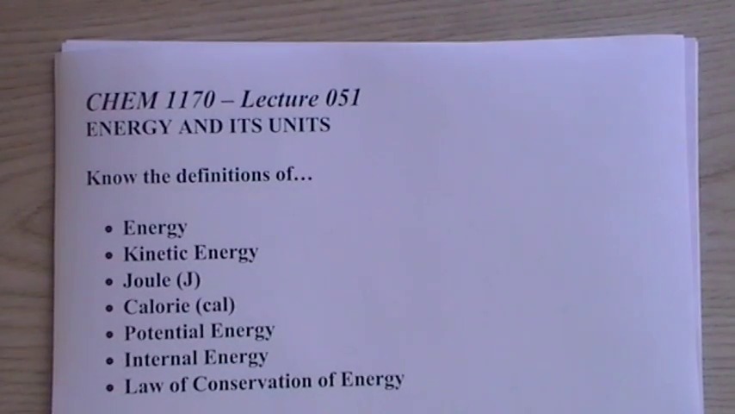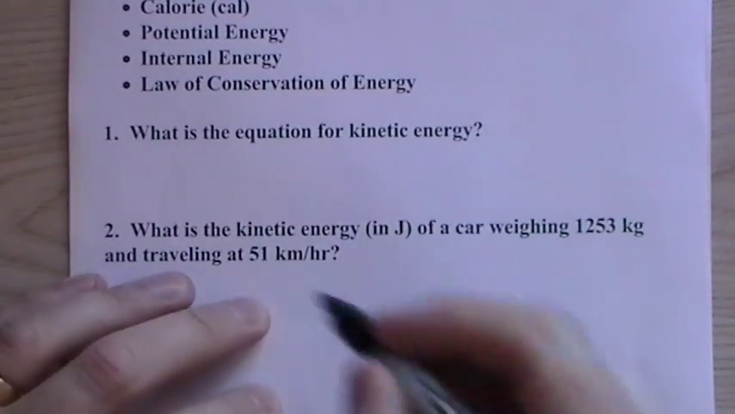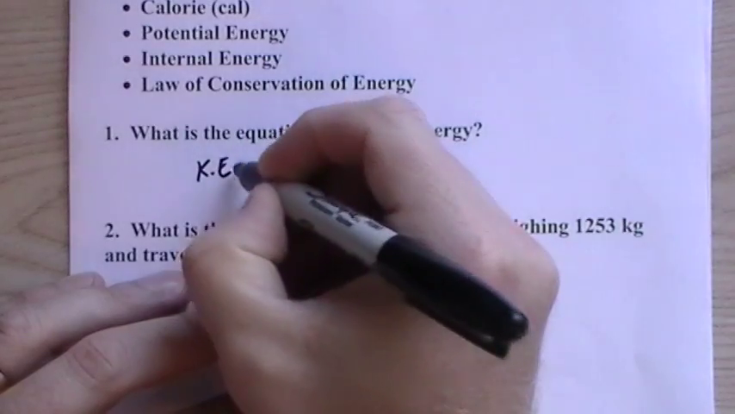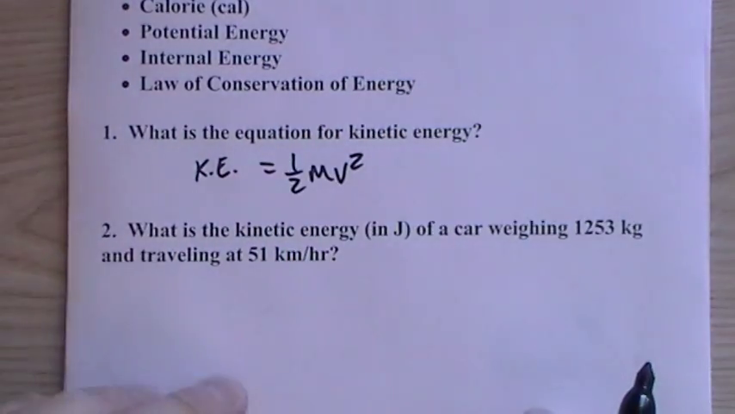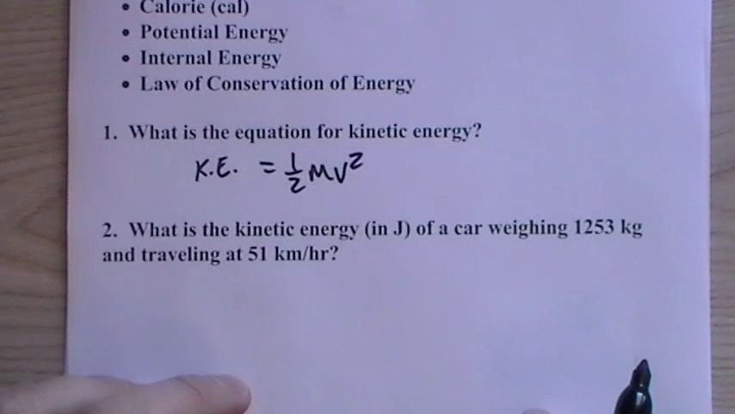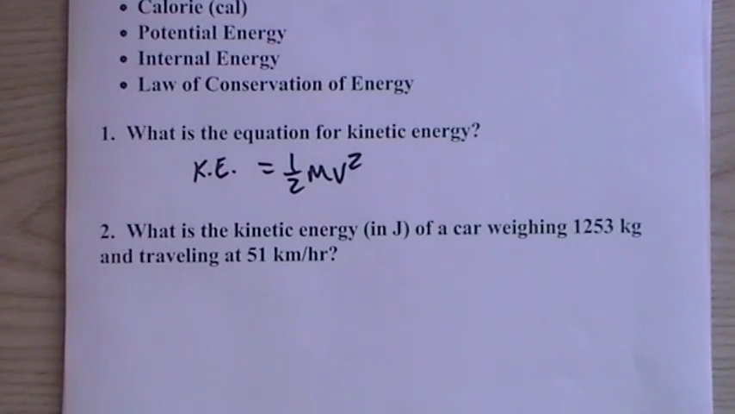Okay, lecture 51. Know the definitions below here. What is the equation for kinetic energy? So we'll say KE is 1/2 mv squared. M is the mass of the object. V is the speed of the object.